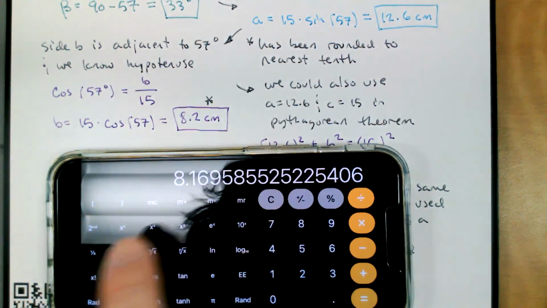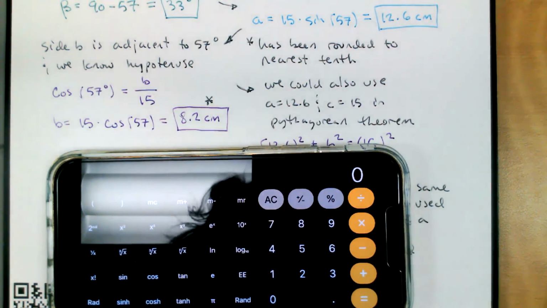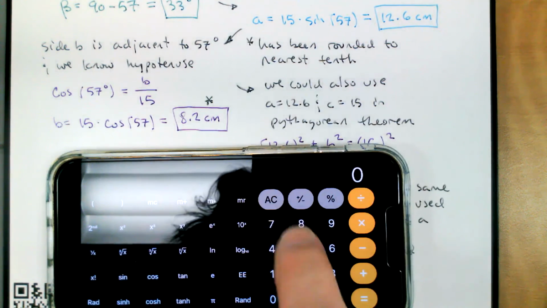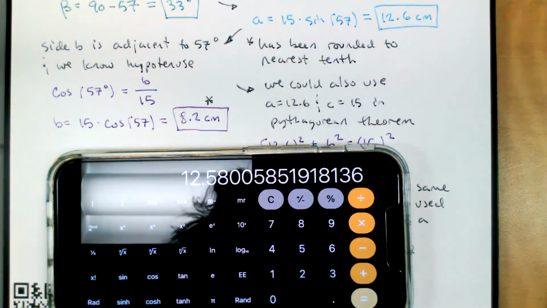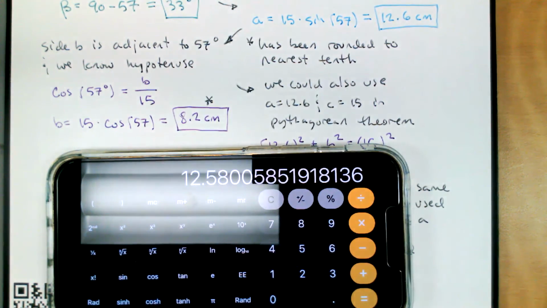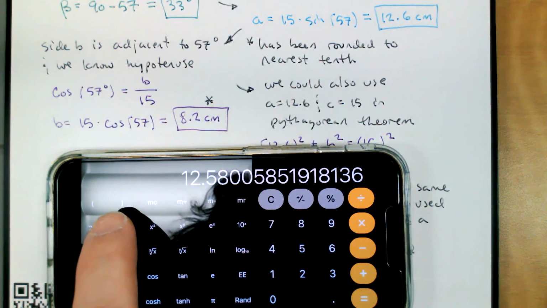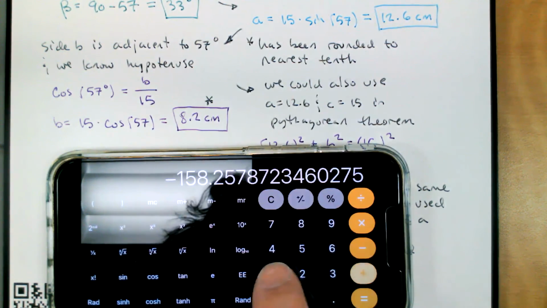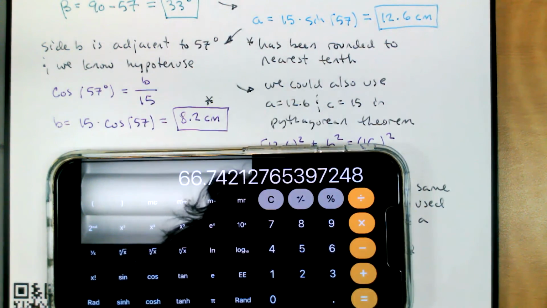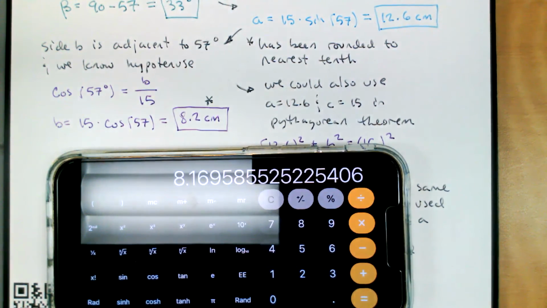So let's remember that number, that 12.6 was the sine of 57 times 15. If I use this entire number in all of its excess, then I'm going to get the same answer. So if I square this, change the sign and add 15 squared, and then take the square root, notice that this, all the way down to the 406 at the end, is the same. It's the same 8.2 that we got before, because I did not round off all the way to 12.6.